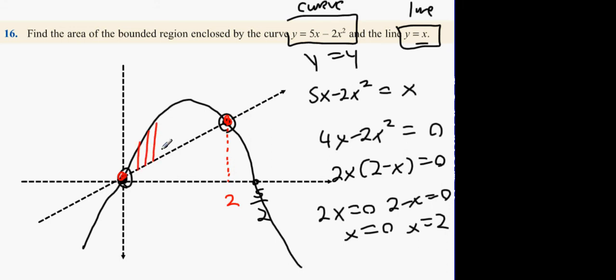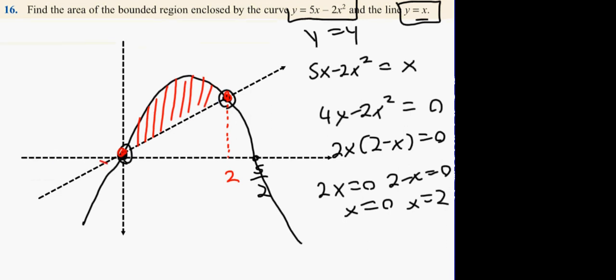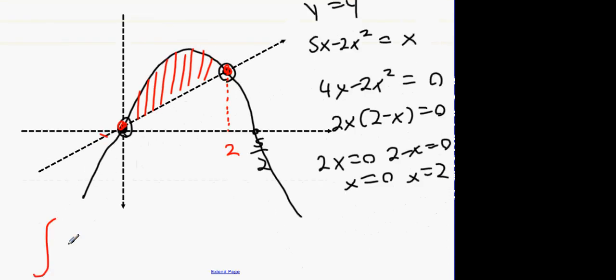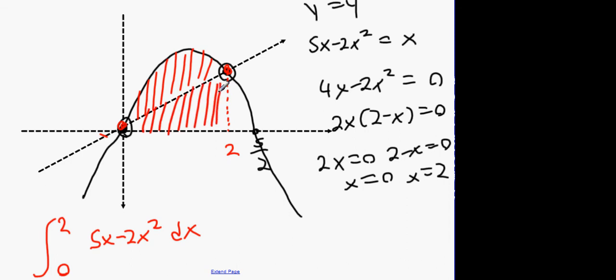It becomes a lot like the last question we did. We had to find this area in here. So to find this area, what do I need to do? The integral from 0 to 2. What's the y value of the curve? 5x minus 2x squared dx. Now what area does this find? It doesn't find the red area, it finds this full area here.